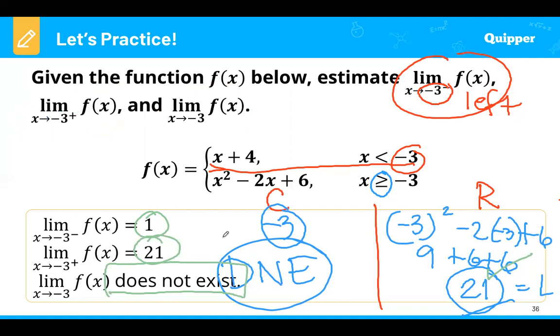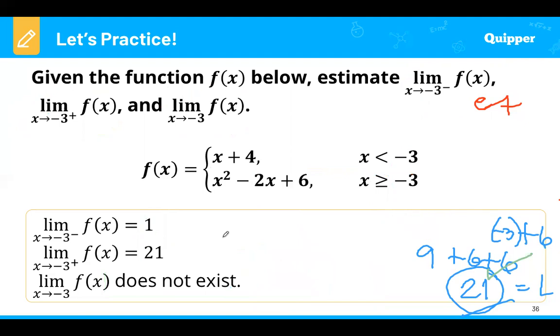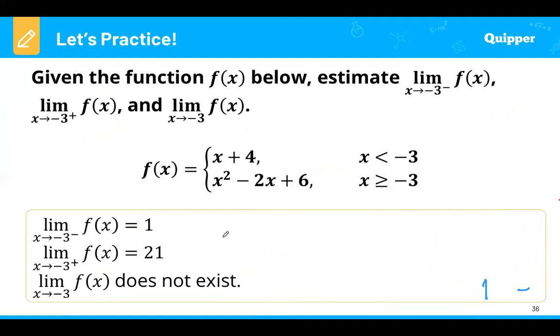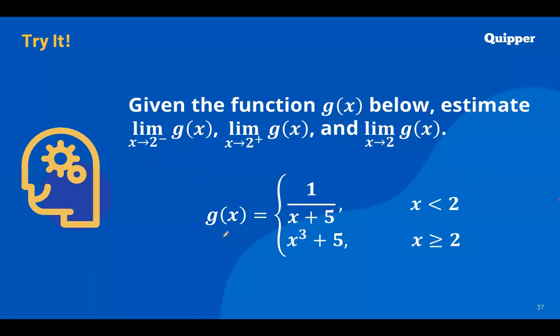Okay, next one. This will be our last example, and then wait for my activity in your Q essay. And you will pass that one next Saturday. Cool. We have here, given the function g of x below, estimate the limit of g of x if we have x approaching 2 from the left side, from the right side, and approaching 2 itself.